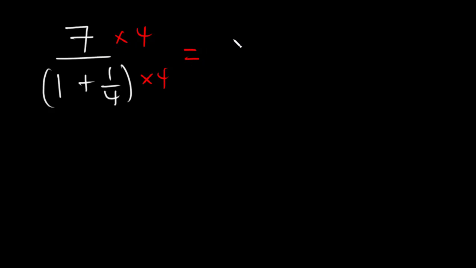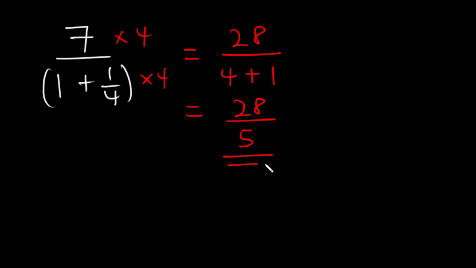Now 7 times 4 is 28. Notice that the 4 is going to multiply everything here. So 4 times 1 is equal to 4. And then 4 times 1 over 4 is equal to 1, because this 4 is going to cancel this 4, and then we are going to have 1. So it's going to be 28 divided by 5, and this is going to be the final answer. So 7 divided by 1 plus 1 over 4 is equal to 28 over 5.